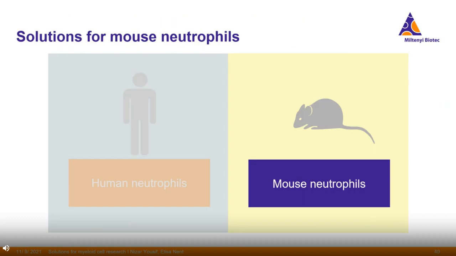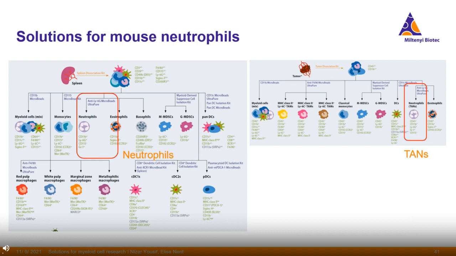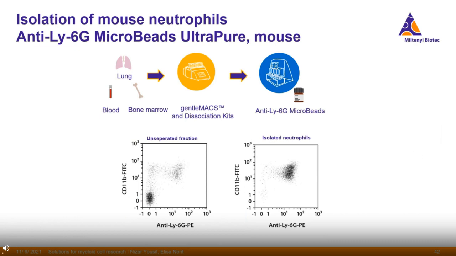Now, let's go to the solutions for mouse neutrophils. Here we also have rich solutions for different tissues. Now, anti-Ly6G microbeads ultra-pure for the isolation of mouse neutrophils from lung tissue, blood or bone marrow. In these top plots, you observe the cells before separation and the effectively isolated neutrophils as indicated by CD11b and anti-Ly6G staining.